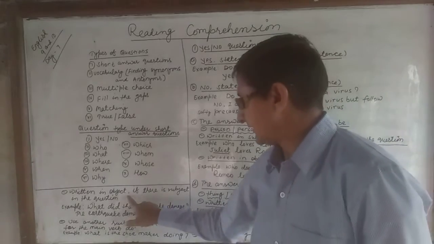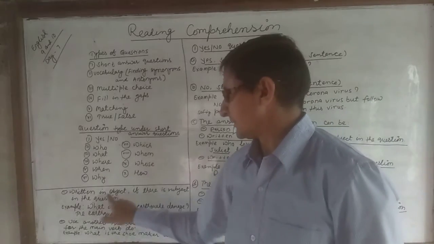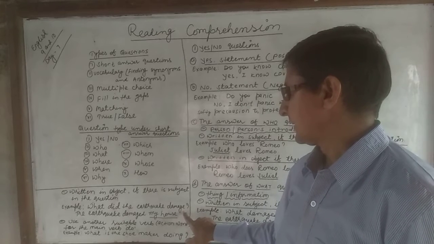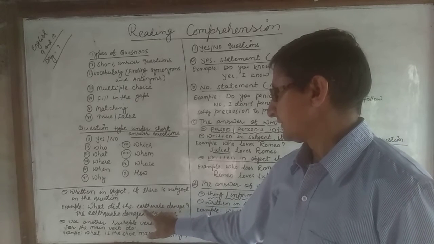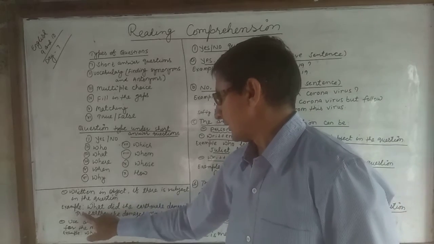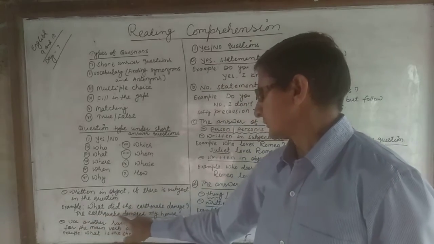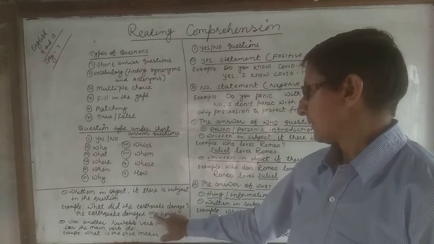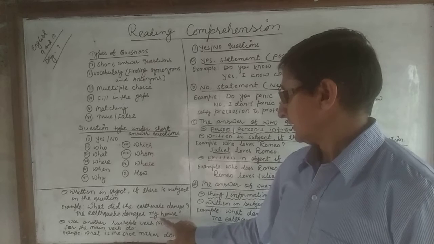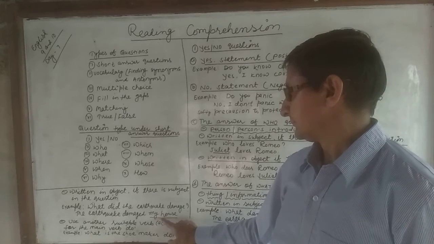Now, written in object if there is a subject in the question. What did the earthquake damage? Earthquake is the subject and we write the answer in object. The earthquake damaged my house. My house is the answer of this question. We have written it in the object.